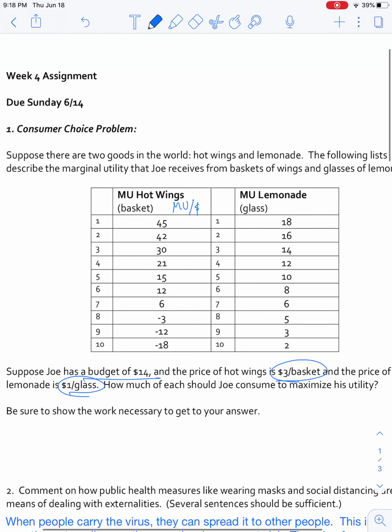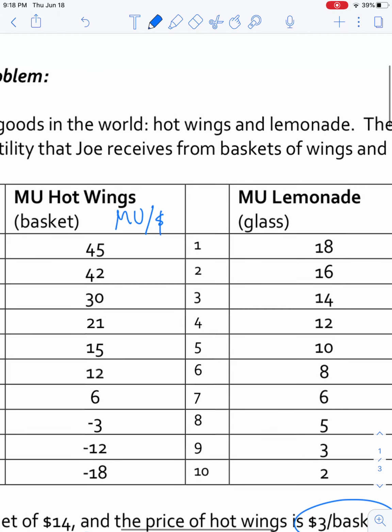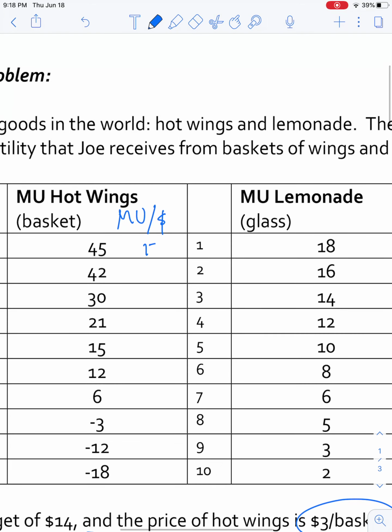So marginal utility, actually let me make this bigger so I can write it neater. Marginal utility per dollar. And so if a basket of wings gives you 45 units of utility, or Joe gets that, but it costs you $3, what's the bang for your buck? What's the marginal utility per dollar? Well, 45 divided by the price, that's 3. I believe that will be 15.